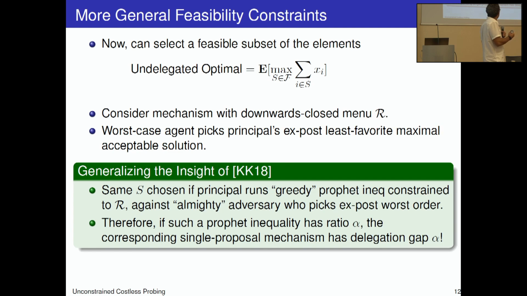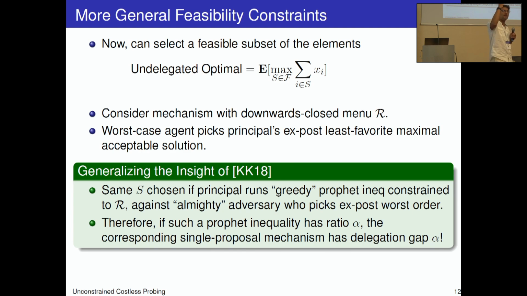In particular, if you think of a profit inequality algorithm that has this menu R and says, I'm going to accept elements greedily as long as the solution I have in my hand stays in this downwards closed set system R, that's a greedy profit inequality, as it's often called. And if you think of how that would behave against a worst case adversary, it would end up picking exactly the thing that this worst case agent would have done. It basically picks a maximal solution that is as bad as possible on this menu.